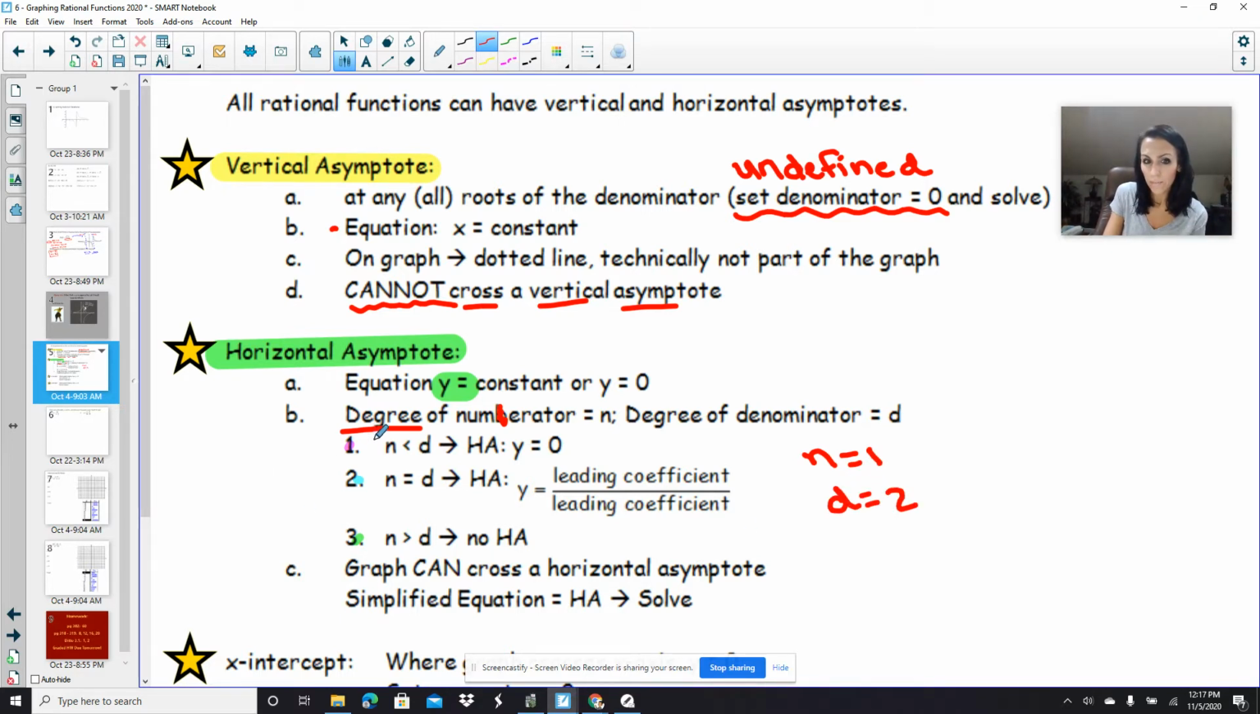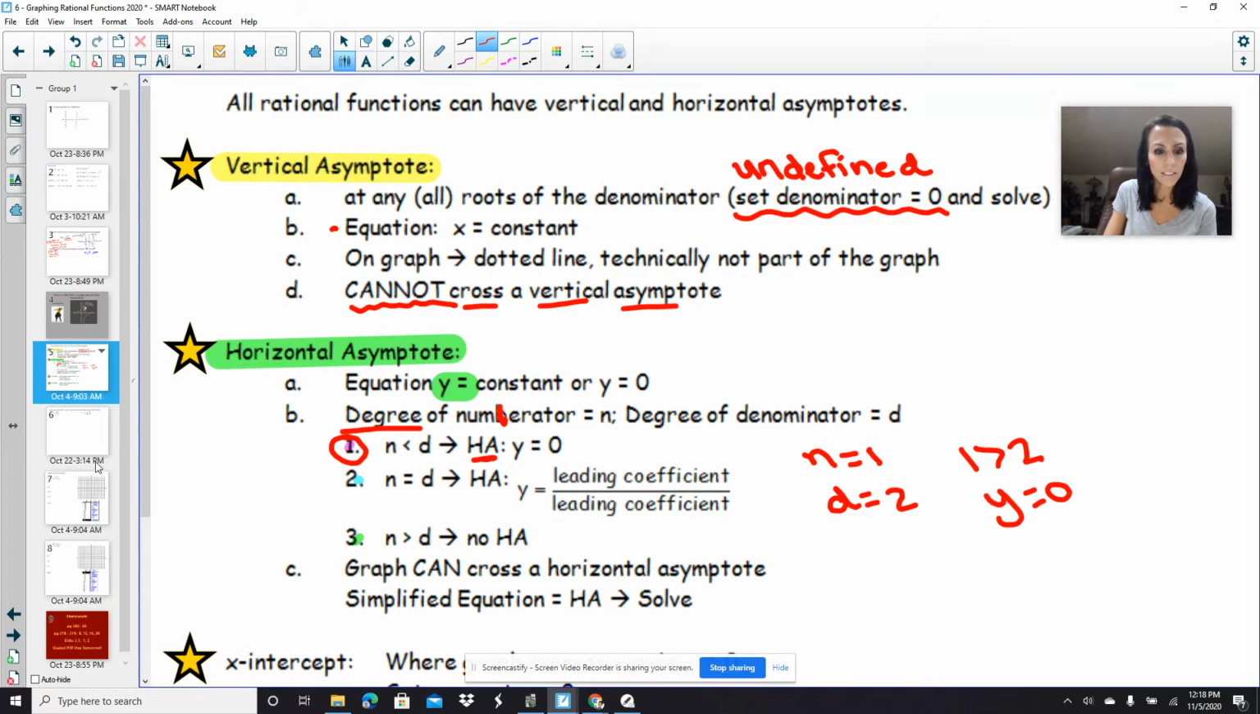Now, in case 1, if n is less than d, our horizontal asymptote would be y equals 0. If n equals d, which it's not, we take the leading coefficient of our numerator and divide it by the leading coefficient of our denominator, and that gives us the equation of our horizontal asymptote. The last case is if n is greater than d, no horizontal asymptote. In this case, n is less than d, so 1 is less than 2. So that means my horizontal asymptote is y equals 0.